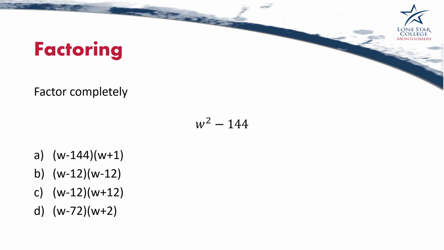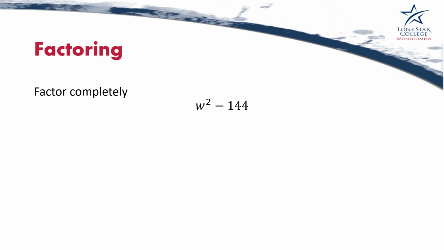Alright, another one: factoring completely, w squared minus 144. When we look at this initially, we might not think it is a quadratic, but it in fact is, because we have a power of 2. As long as the greatest power is 2, that makes it a quadratic equation. Now how about we write it in a form we're more familiar with? Think about ax squared plus bx plus c. Let's write this as w squared plus 0w minus 144, because 0 times w still gets you 0, and you're left with just w squared minus 144.